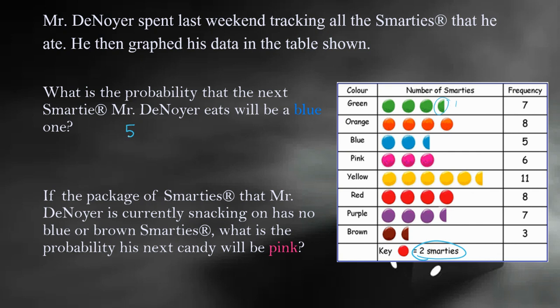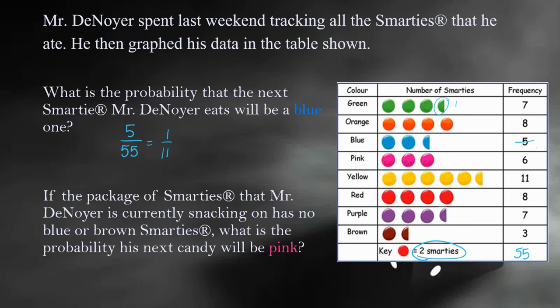So what's the probability he'll eat a blue one? It's a 5 out of, but now we need to add up the total here and see how many we're talking about. So there's a total, I'm just going to write it in this bottom box here, of 55. So the probability that he gets a blue one next is a 5 out of 55 or a 1 out of 11, okay?